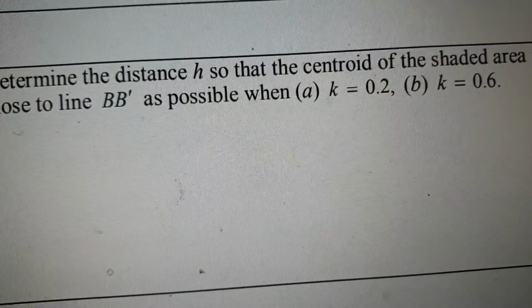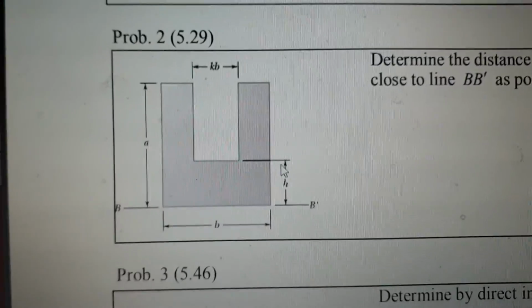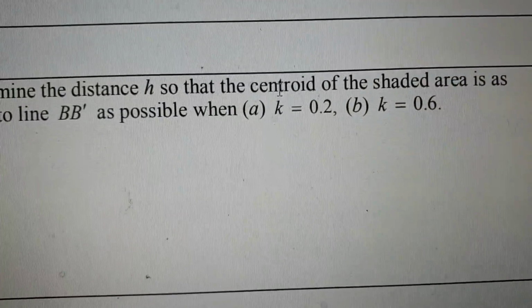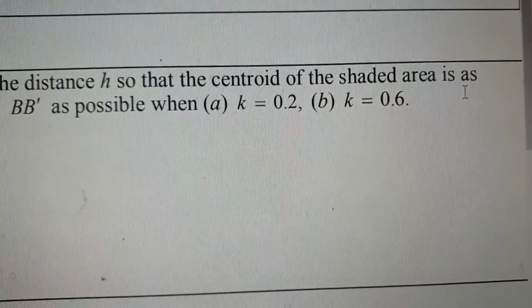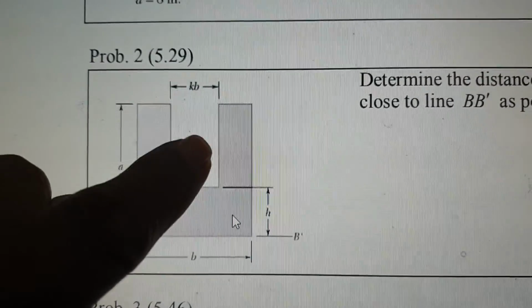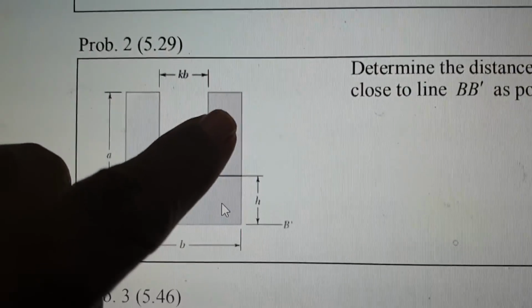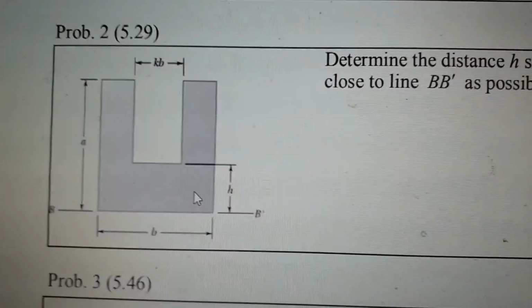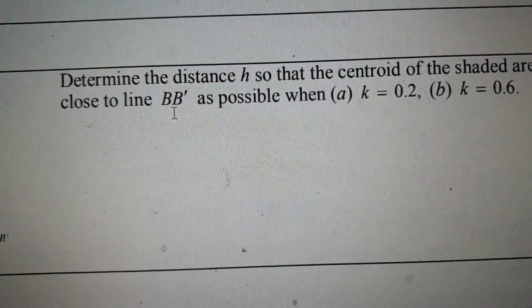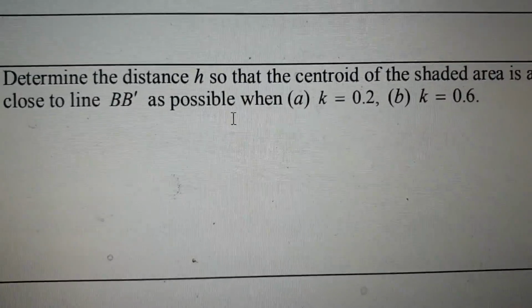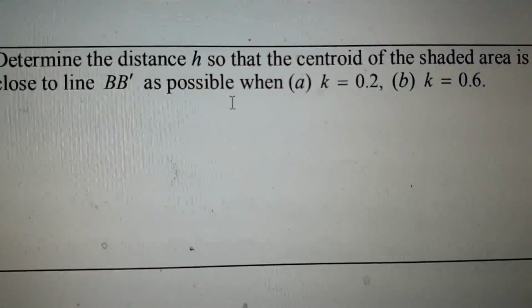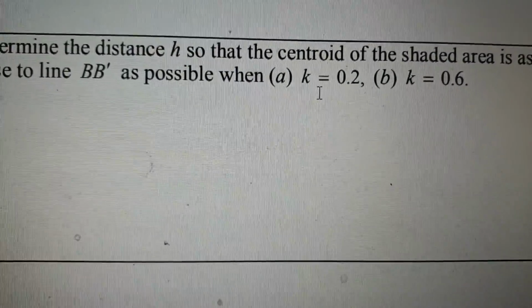Determine the distance h. So you want to find this h. Determine the distance h so that the centroid of the shaded area, this solid line is the shaded area. This white is open space. So the centroid of this shaded area is as close to the line BB prime or BB dash as possible when K is 0.2.